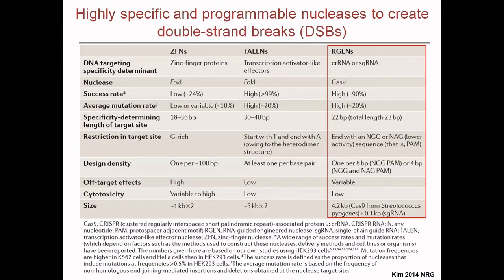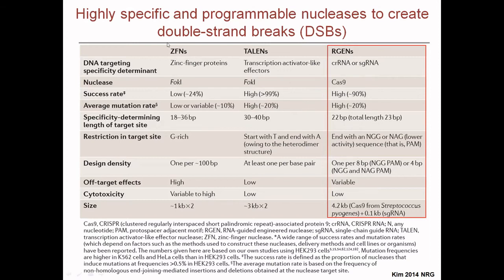So this is another comparison among these three. If we see the DNA target specificity, here it is the zinc finger protein that identifies the target. Here it is the transcription activator like effector that identifies the target. Here the CRISPR RNA or single guide RNA identifies the target. The nuclease is FOK1 in ZFN and TALEN, and in CRISPR it is Cas9. There are Cas3 and Cas11 also in case of the CRISPR.